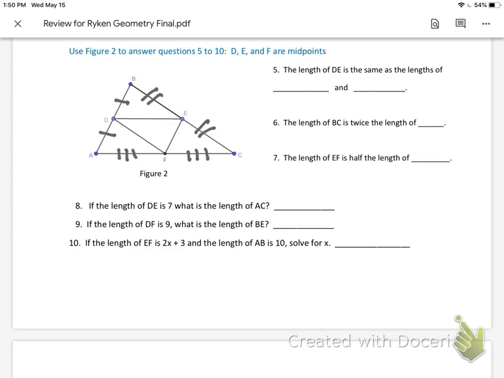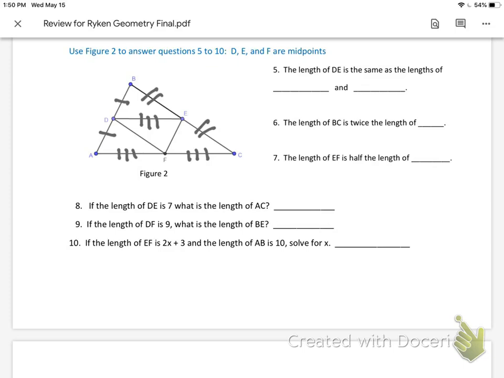Now, other things you need to know. So DE is going to be half as big as AC. So for that reason, DE will be the same length as AF and FC. Okay, they all are going to be hash marks 3.